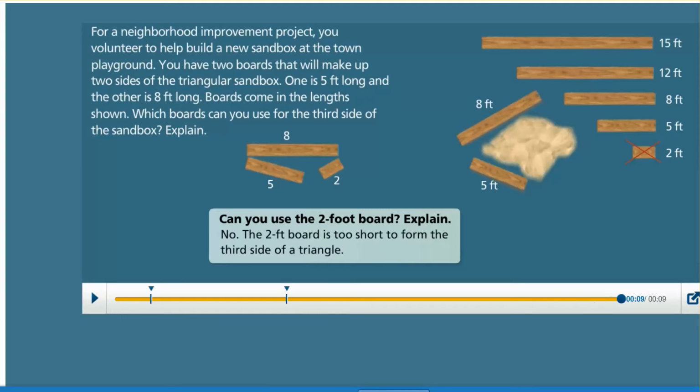Do you see an issue with that? The 2-foot board is too short. It's not going to make a triangle if we use the 8-foot board, the 5-foot board, and the 2-foot board. So these two smaller sides, we're going to explore the two smaller sides and see what has to be true as compared to the third side.